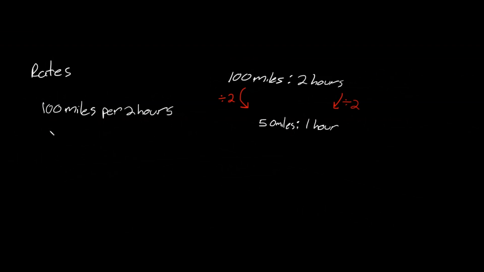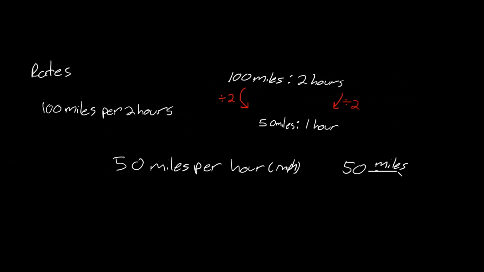And we can rewrite this as a rate. So it would be 50 miles per hour, or mph. And we can also write it as 50 miles over hour. Remember, this division bar is read as per hour. So if we wanted to know the unit rate, or how many miles we traveled in 1 hour, this is our answer: 50 miles per hour.